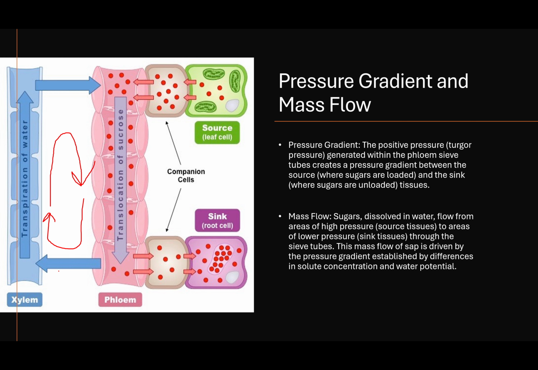Mass flow now: sugar dissolved in the water flows from areas of high pressure to areas of lower pressure, right? So there's a high turgor pressure at the source and a low turgor pressure at the sink. The mass flow of sap is driven by that pressure gradient established by the differences in solute concentration and water potential. That is generally what the hypothesis is. Let me pause. Are there any questions? Think about it a little bit and see if you can find any questions.